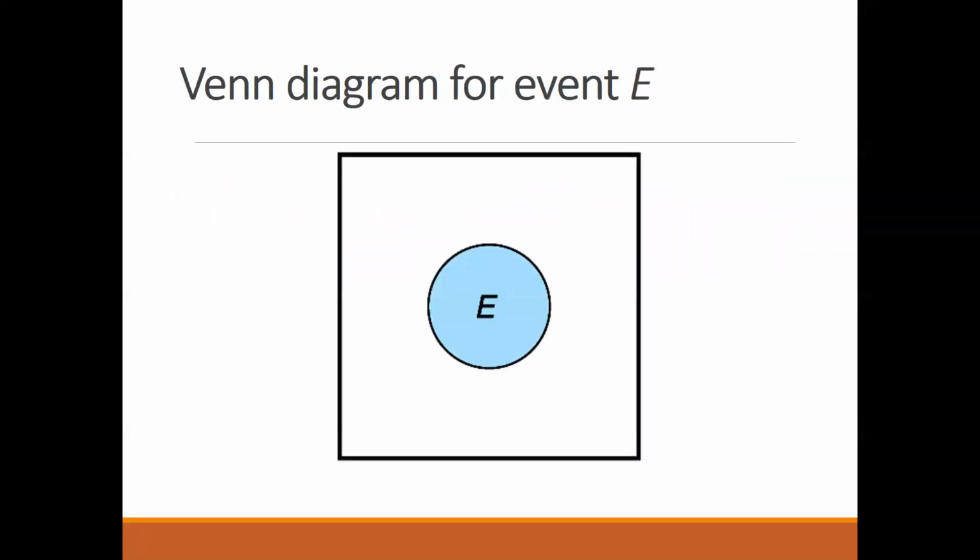Now, if I want to represent this in a Venn diagram, you might have come across this diagram before as well. This whole square is nothing but my total outcomes. And a particular event occurring is represented in this circle here, E.